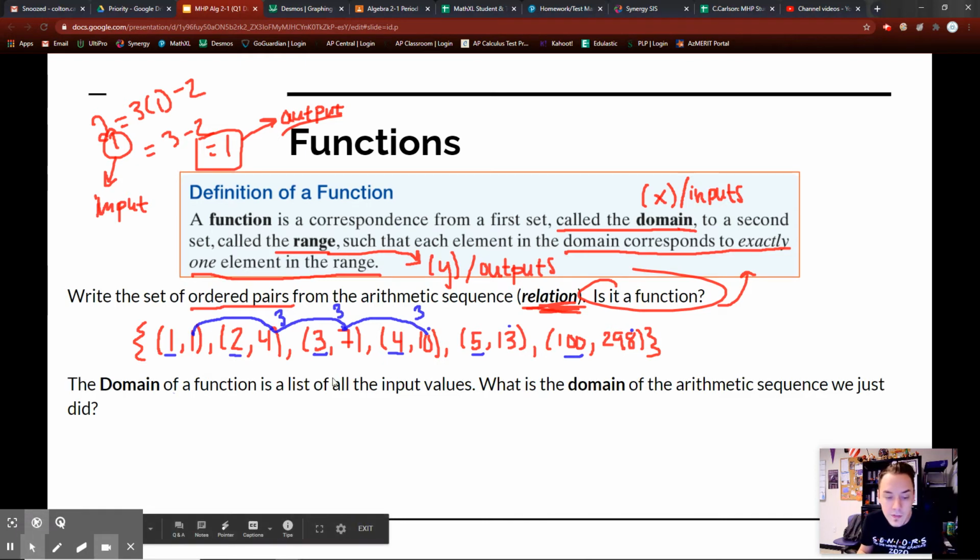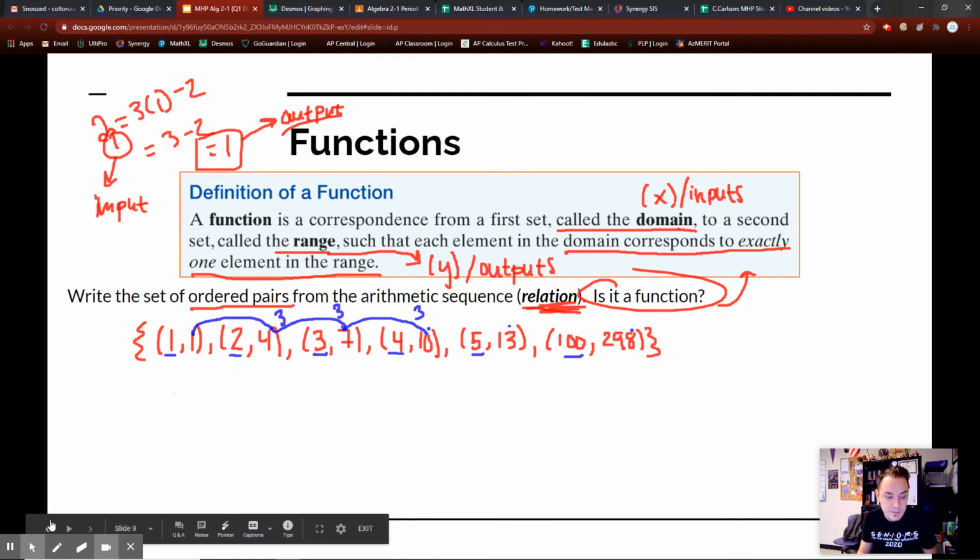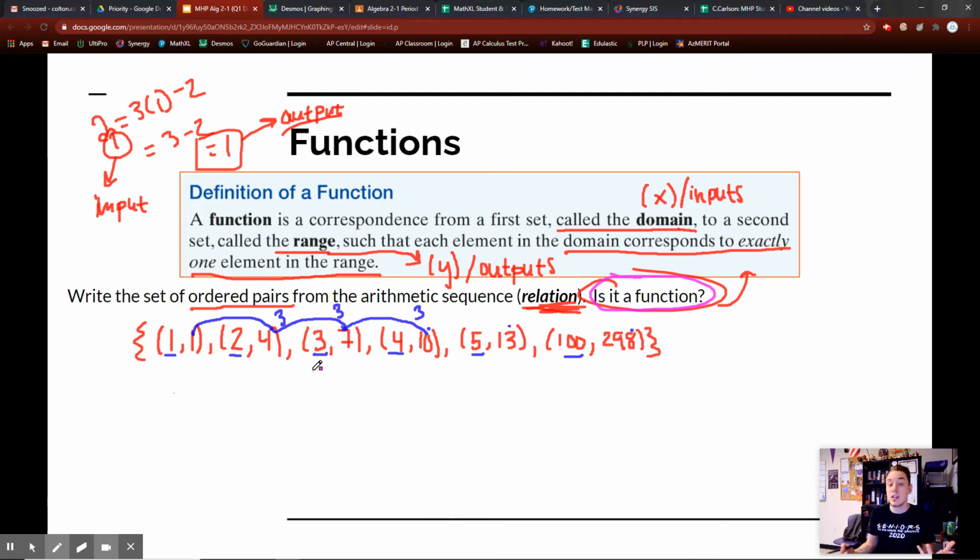All right, the domain of a function is a list. Oh, shoot. Before we get here, I forgot. Let's analyze whether or not it's a function. How do I know? I need to answer that in purple. Are these relations, these ordered pairs, a function? Great question. Remember what the function is. The domain are x values. This is an x, that's an x, that's an x. Each domain corresponds to exactly one output. What does that mean? You can't have repeat outputs.